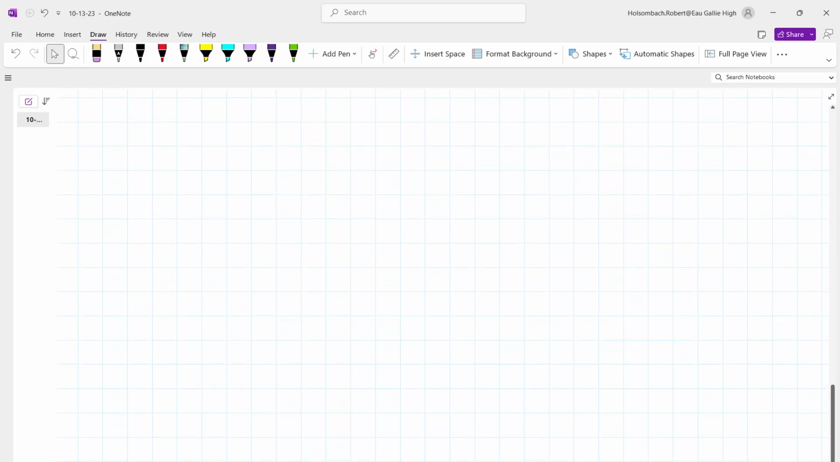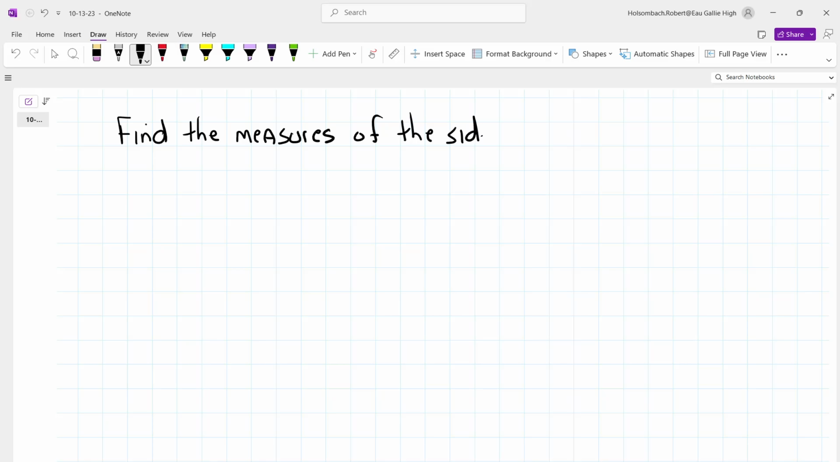Now they give you a triangle. Find the measures of the sides of equilateral triangle FGH. And you're given this triangle.